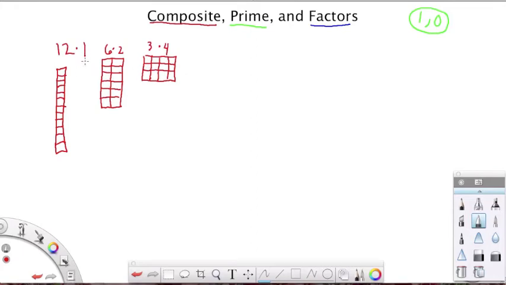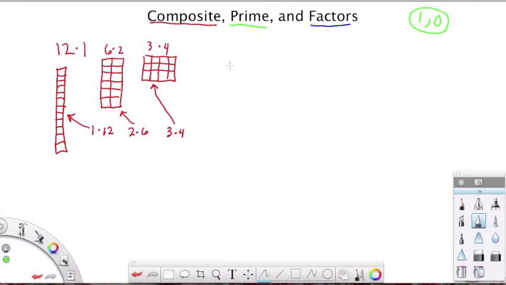See, number 12 is a composite number because it has more than just two factors. One and itself. It definitely has one and itself. It can be 1 times 12. It could also be 2 times 6. And it can also be 3 times 4. We can see 1, 12, 2, 6, 3, and 4. They are all factors of the number 12. So 12 is a composite number.